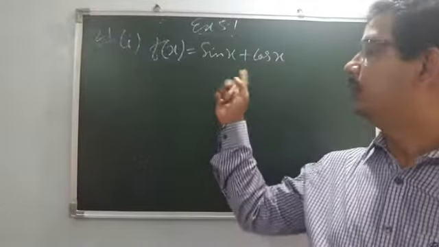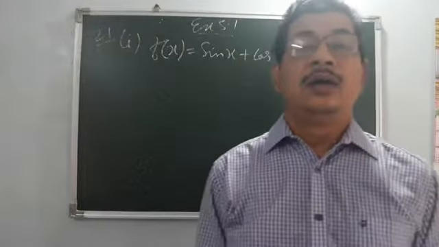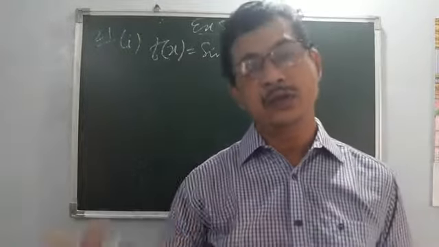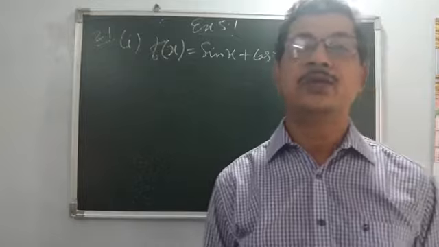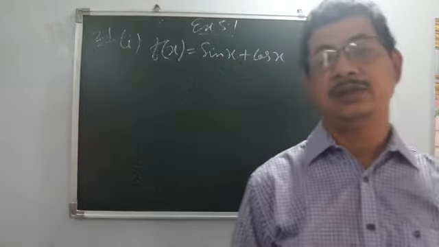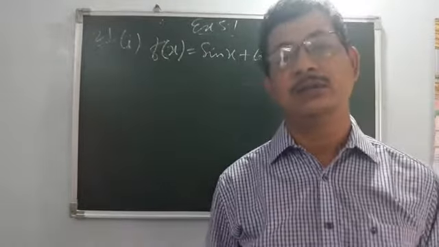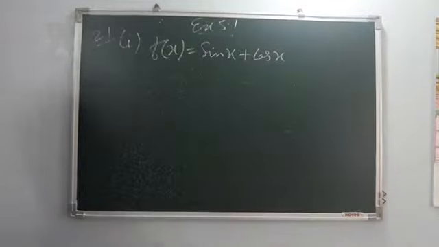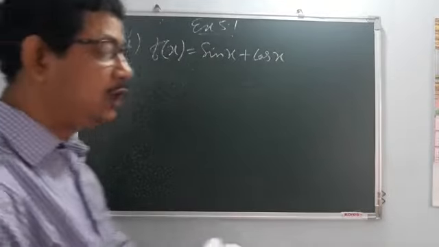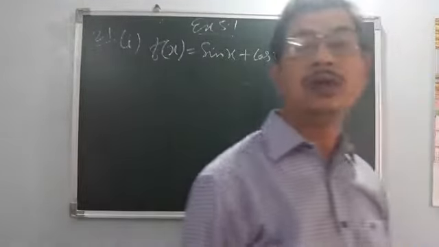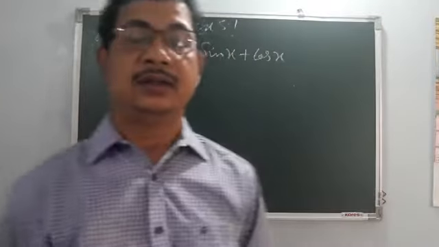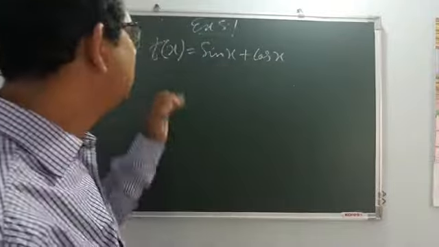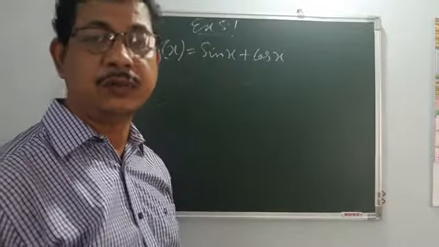If they have asked the continuity of this function and the mark given is 1, then you will proceed in one way. If the marks given are more, 2 or 3, then you will proceed in another way. So let's see how to do this one. Last day we have done that the function sin x is continuous. Now cos x is also continuous, that we have learned.